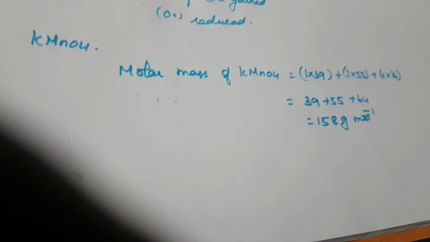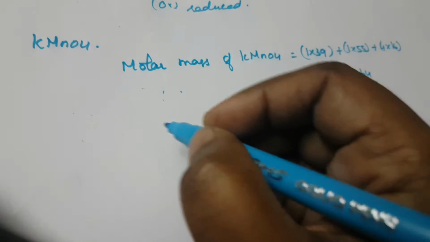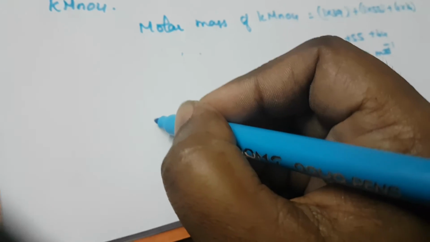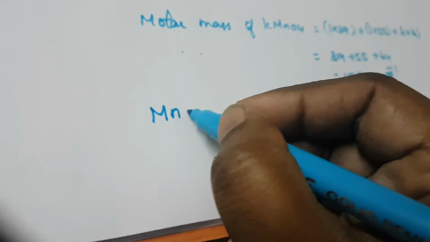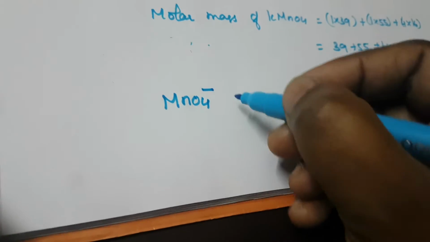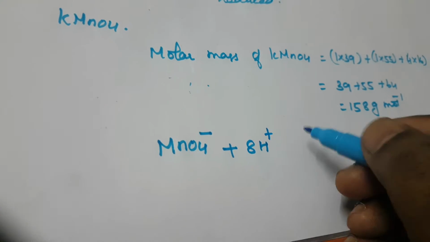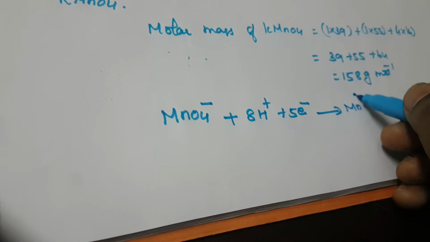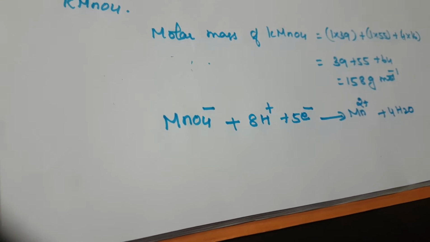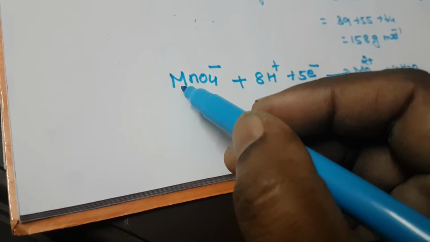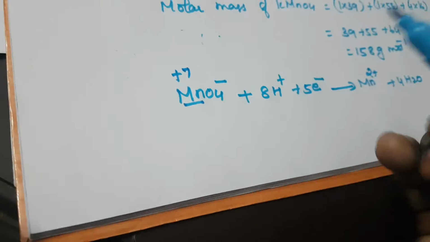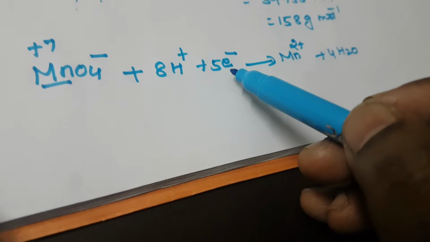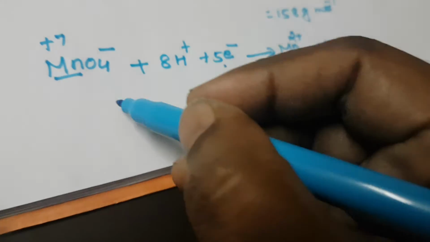Next, we calculate the gram equivalent mass of potassium permanganate in acid medium, which is reduced during the oxidation, given by the following equation: MnO4⁻ plus H⁺ plus electrons gained, converted into Mn2+ plus 4H2O. What is the oxidation number of Mn? It is +7 here and +2 there. So +7 is reduced to +2, and 5 electrons are gained. So n is equal to 5.